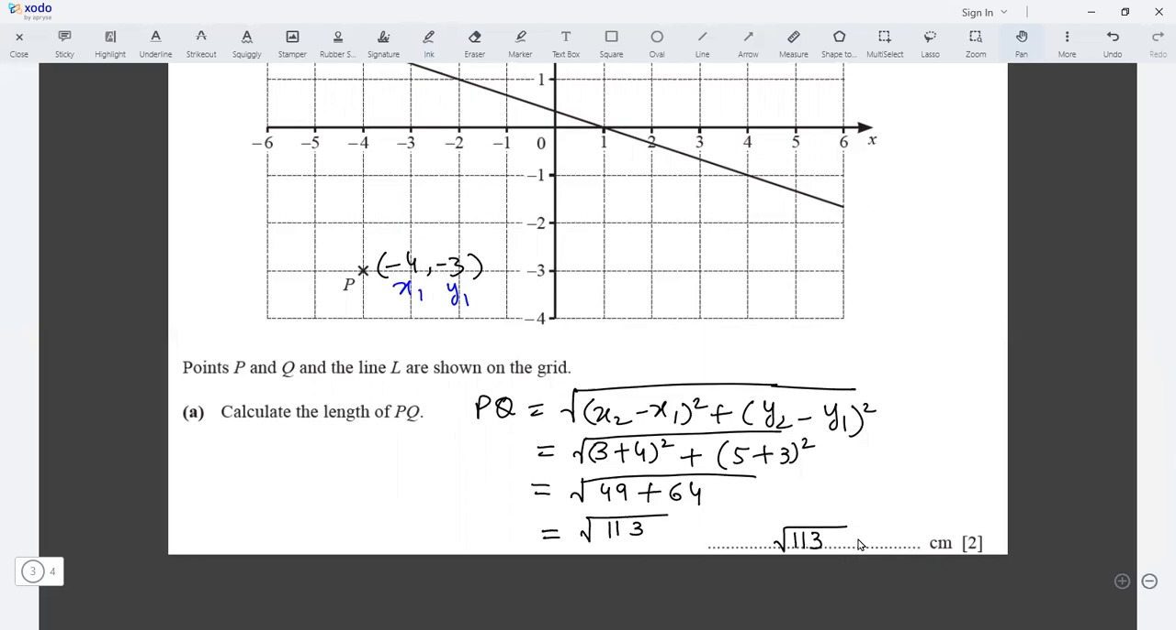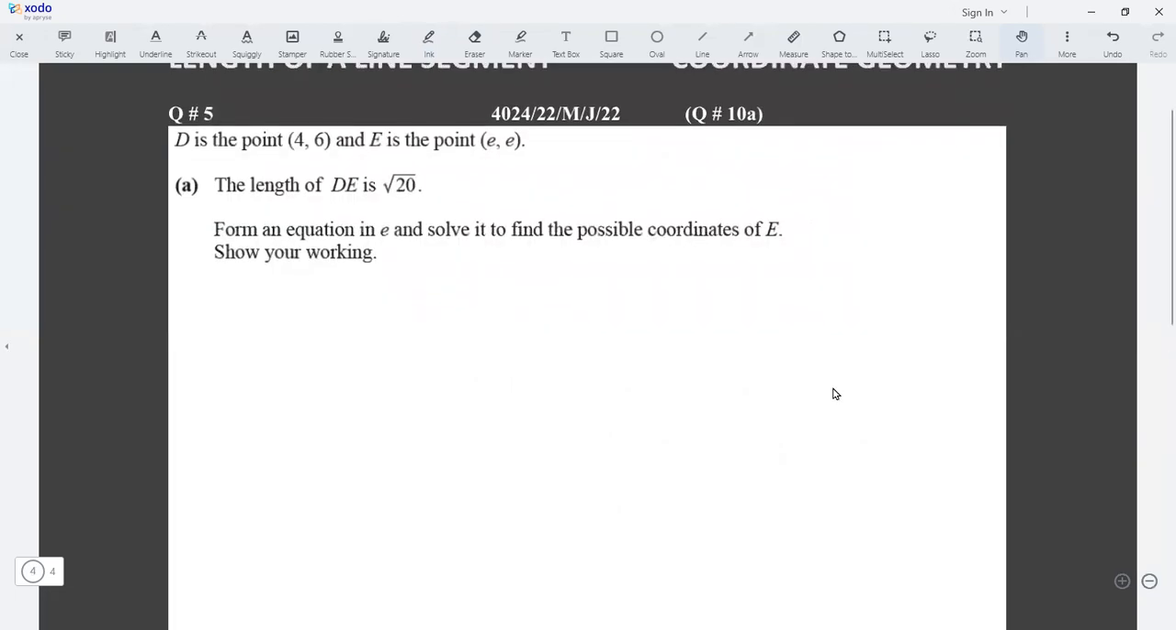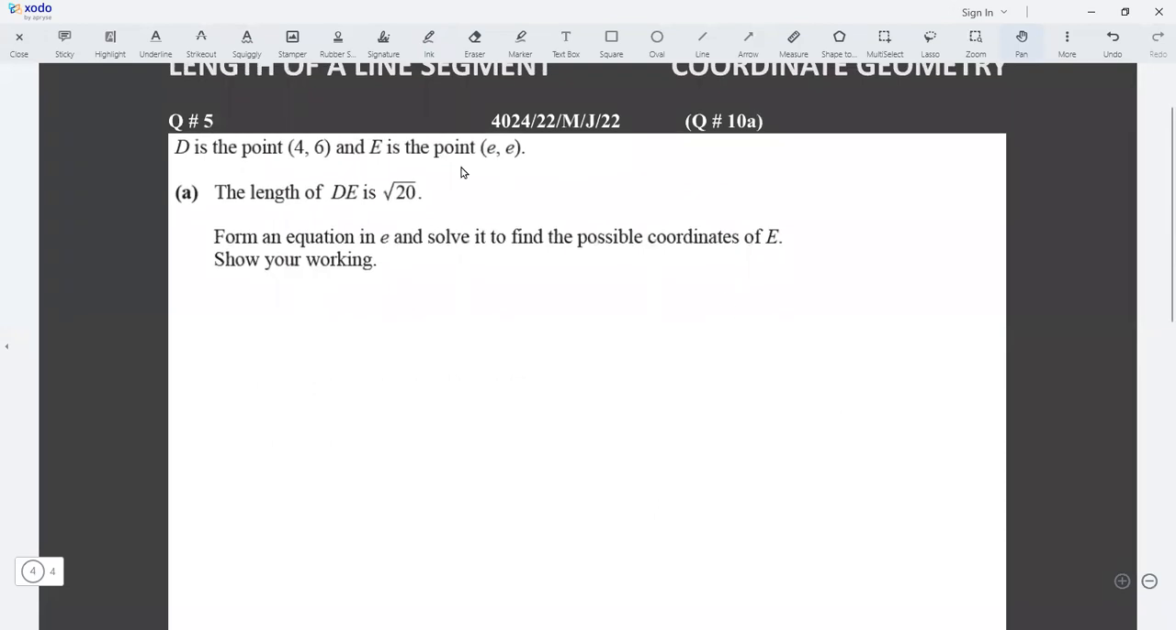For the last type of question, the fifth type, point D is given and point E is given, but in point E both of the coordinates are the same, but both are unknown. But the distance between point D and E is given, that is square root of 20, and we have to write down the possible coordinates of point E. So how to solve this?